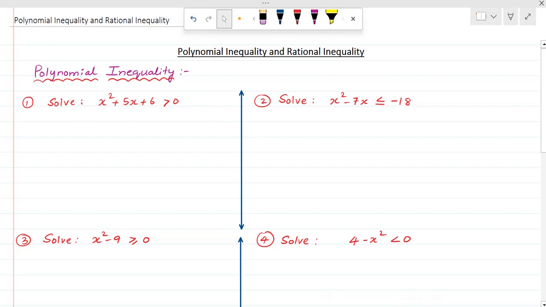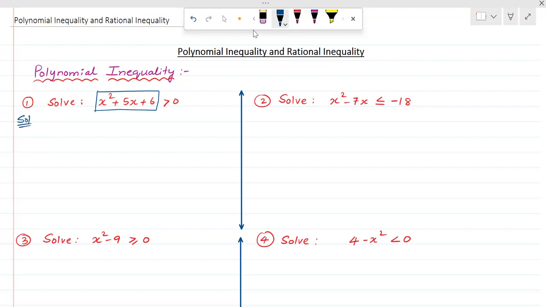This is Dr. Mohammed Nabeel. In this video, we are going to discuss polynomial inequality and rational inequality. In an inequality with a polynomial, if it is equal, we will solve it by the quadratic formula or by factoring. But it is given as more than or equal, less than or equal. Whatever the values may be, the same rule applies.